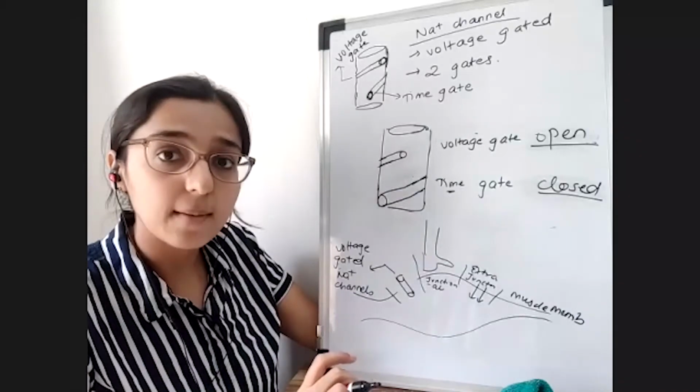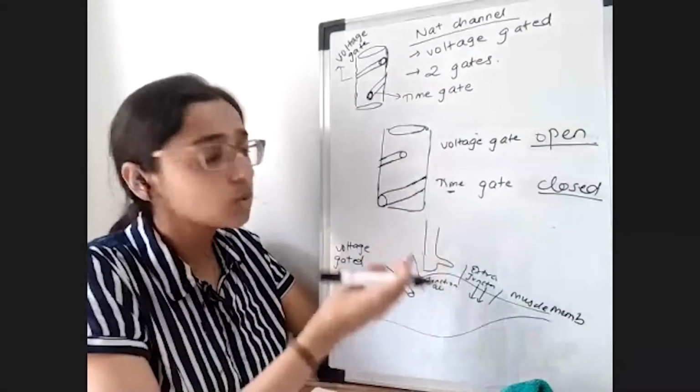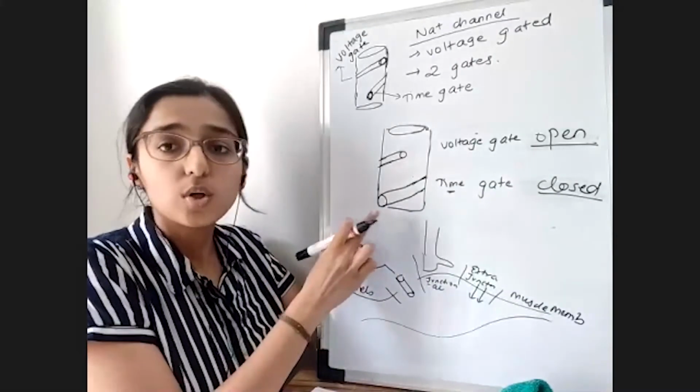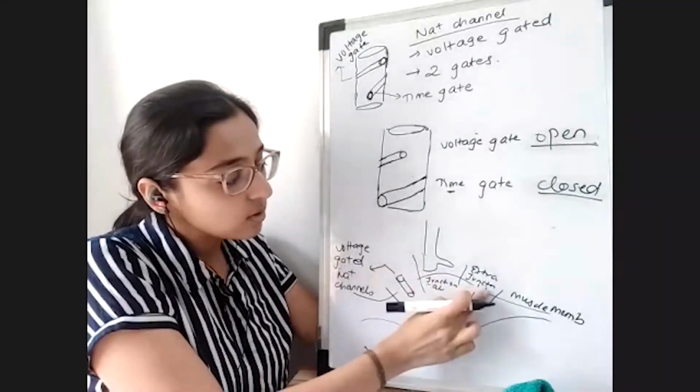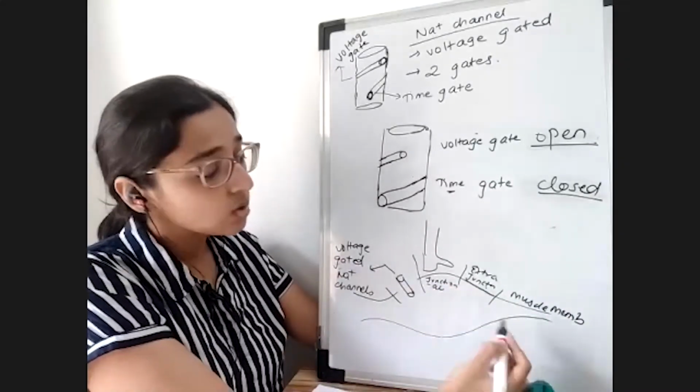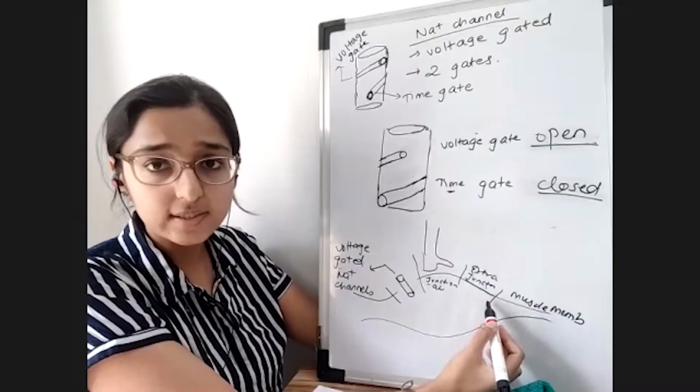But now the voltage gate is open, yet sodium is not going in, right? The time gate has understood that it has to do its work and close. So now sodium entry is not happening anymore. Initially it was happening, now it is not. Sodium entry has stopped because the time gate has closed.